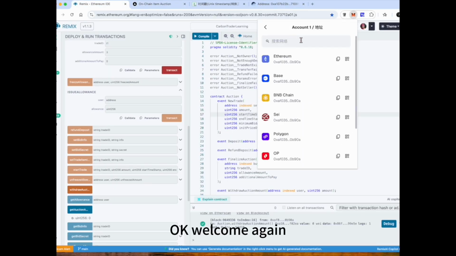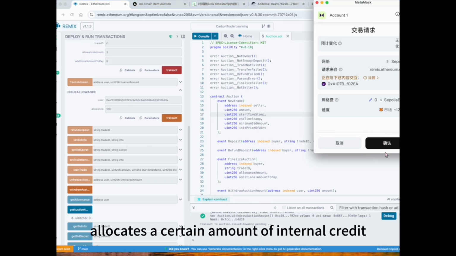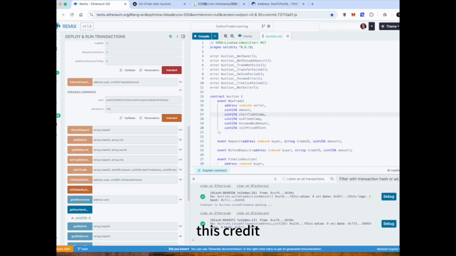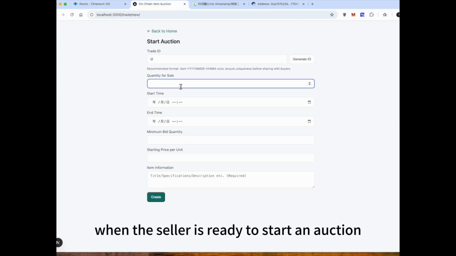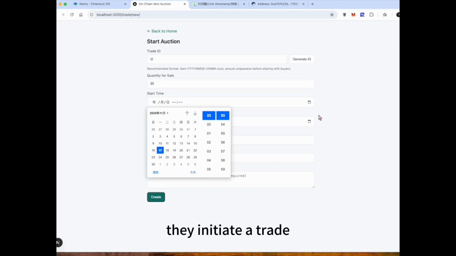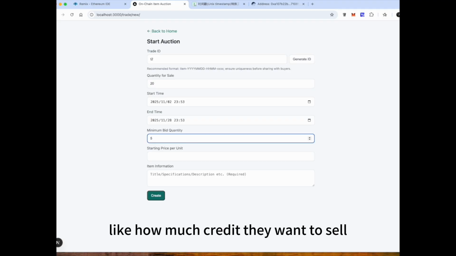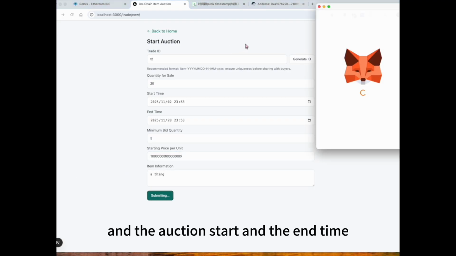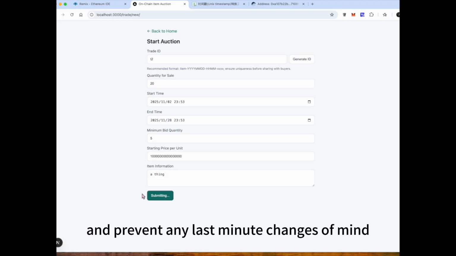Okay, welcome again. On this project, the administrator first allocates a certain amount of internal credit to the seller. This credit serves as the seller's inventory for future sales. When the seller is ready to start an auction, they initiate a trade. In this trade, the seller specifies key details like how much credit they want to sell, the deposit amount, and the auction start and end time. The corresponding credit is then frozen to ensure the transaction is secure and prevent any last-minute changes of mind.